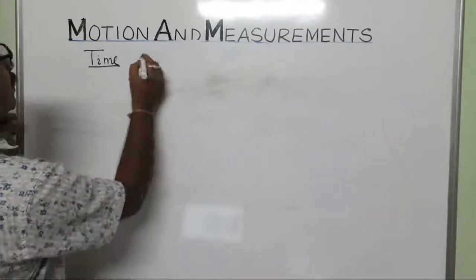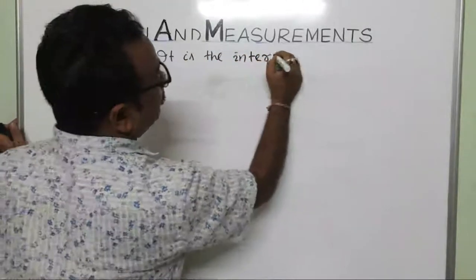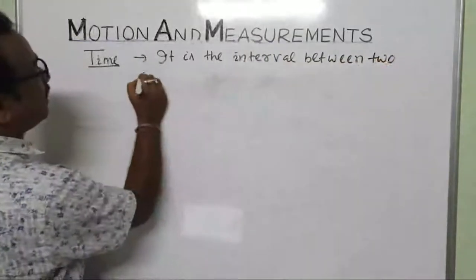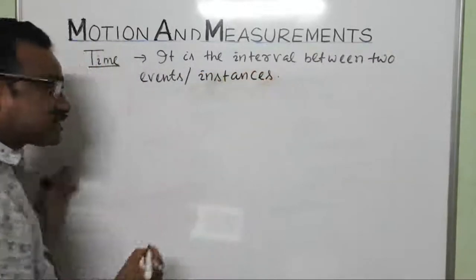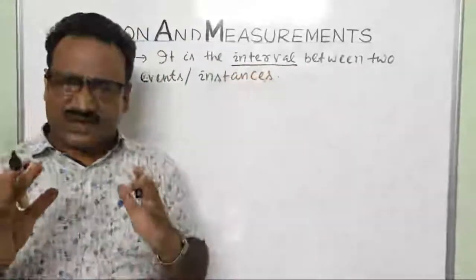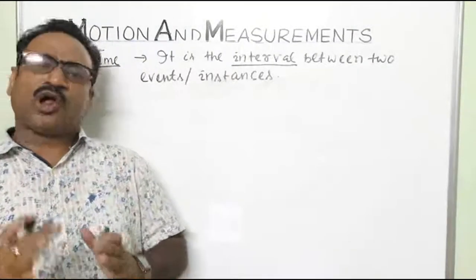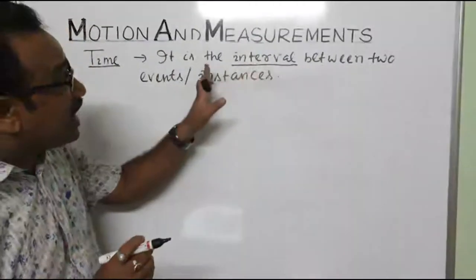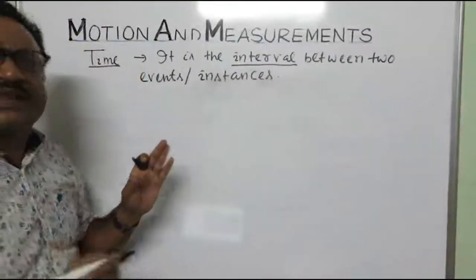What is time? Let's see. It is the interval between two events or instances. Basically, this word interval is used in films. First half of the film, then interval, then second half of the film. Bollywood films, not Hollywood films. In between there is an interval. So, the interval between two events or any instances is called time. Now, what is the SI unit of time?